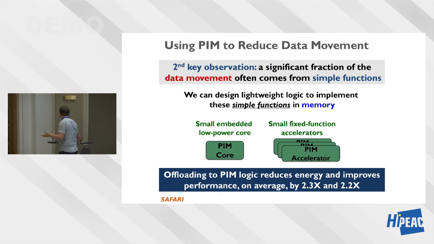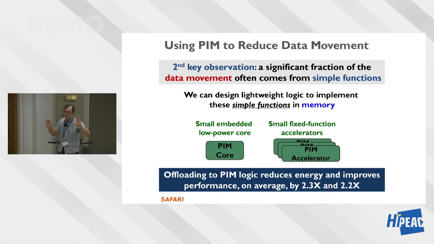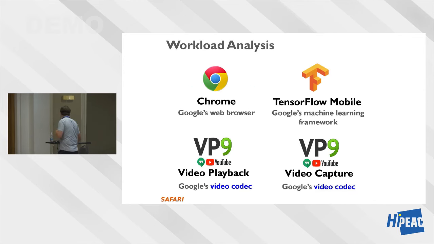So you can implement these functions as small embedded low power cores, just like Tesseract, or you can have specialized accelerators that are designed in RTL, or you could have a reconfigurable engine in the logic layer of the 3D stacked memory. And we found out that if you do this carefully, you get 2 to 3x performance and energy improvements, which is not bad. It's not 13x, but 2x is not a bad point to start with.